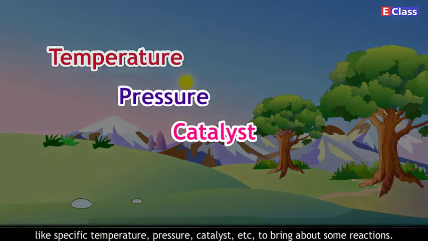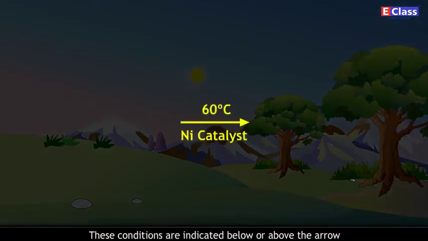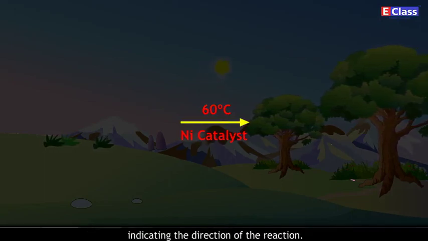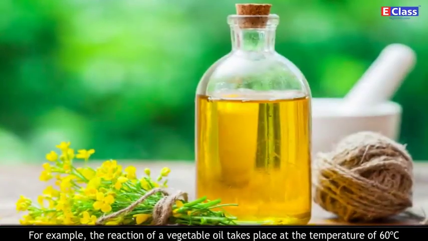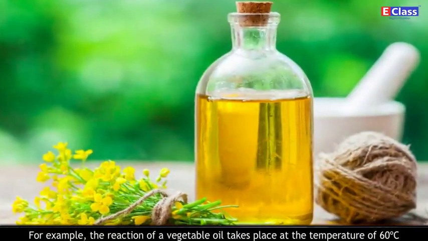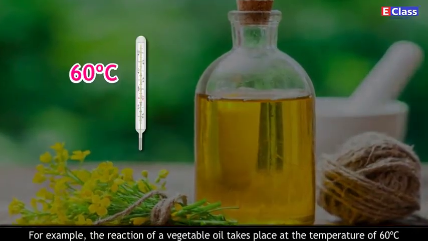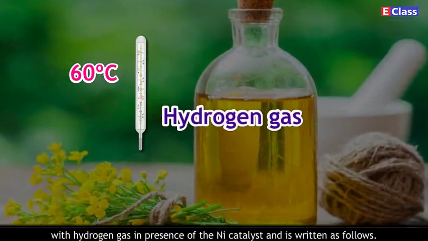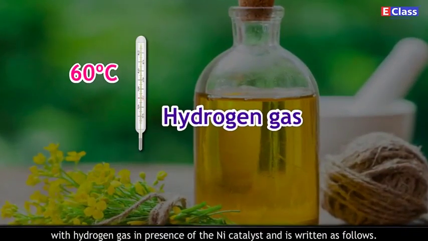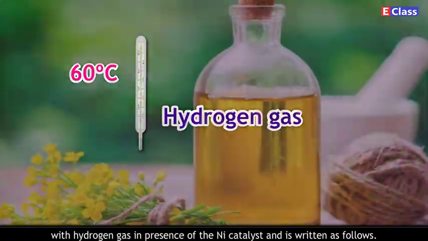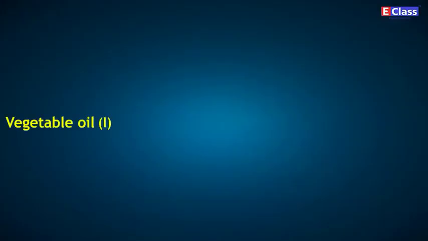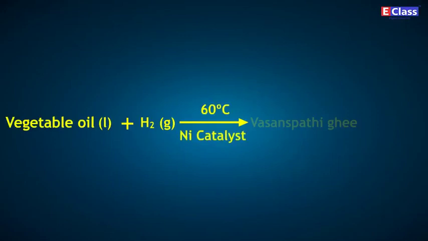to bring about some reactions. These conditions are indicated below or above the arrow indicating the direction of the reaction. For example, the reaction of a vegetable oil takes place at the temperature of 60 degrees Celsius with hydrogen gas in presence of the Ni catalyst and is written as follows. Vegetable oil liquid plus H2 gaseous gives, at 60 degrees centigrade with Ni catalyst, Vanaspati ghee solid.